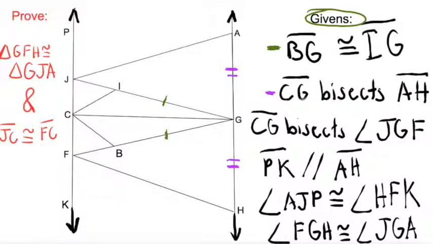The next one is that line CG bisects angle JGF. We will be using the color dark blue to represent this given. As you can see, CG is there and JGF is here. So since CG bisects it, then these two angles must be congruent.